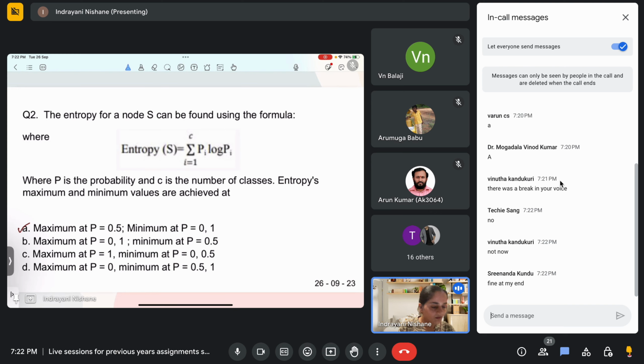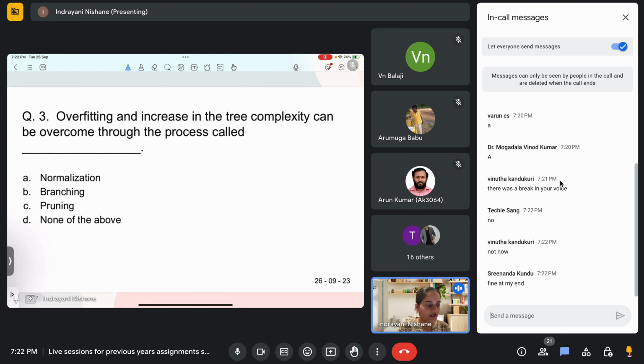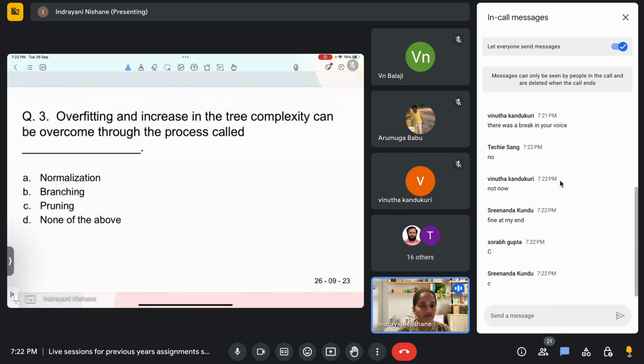Okay, so we'll move on to the next question, question 3. This question is related to decision trees. Overfitting and increase in tree complexity can be overcome through a process called what? If you have watched the videos, then this is a very easy answer. Okay, I'm getting all the correct answers. Pruning. Should we briefly discuss why it is pruning and what pruning consists of?